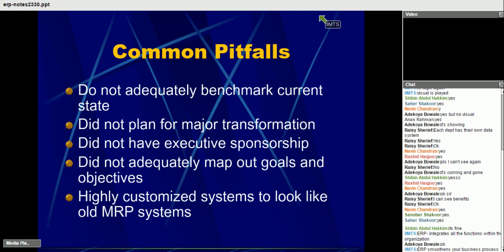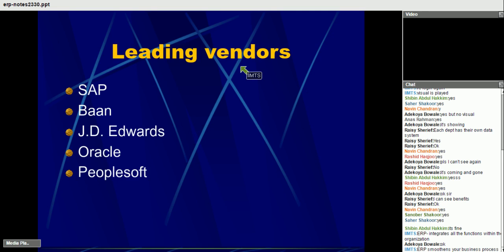What are the common pitfalls? Do not adequately benchmark current state. Did not plan for major transformation.